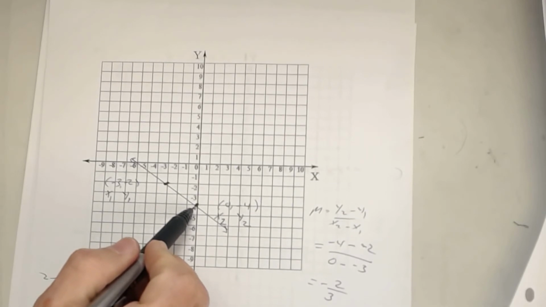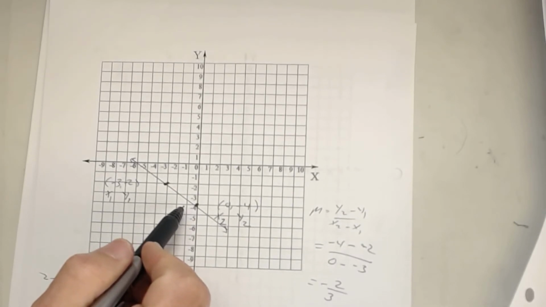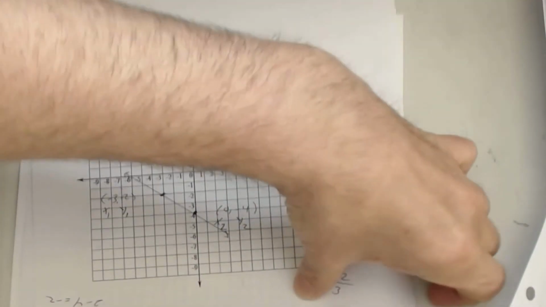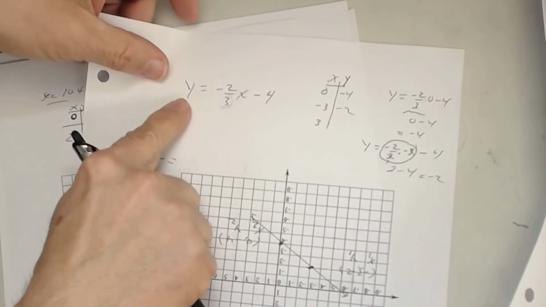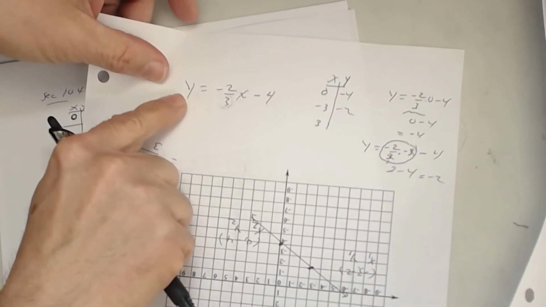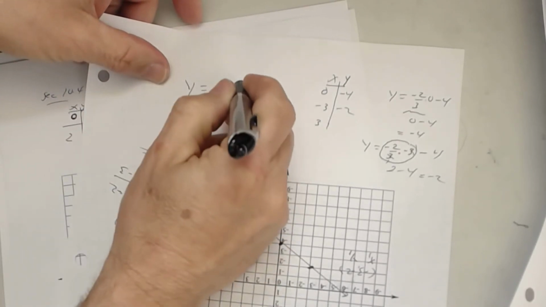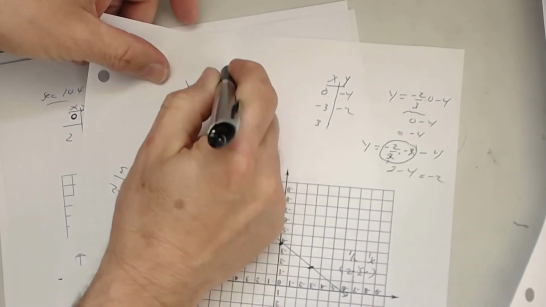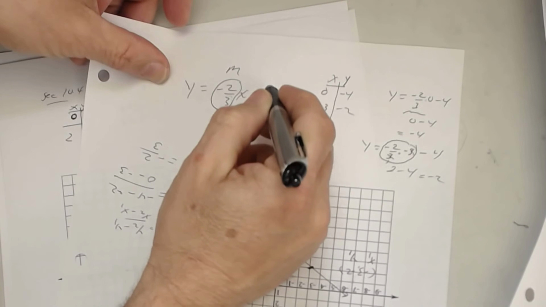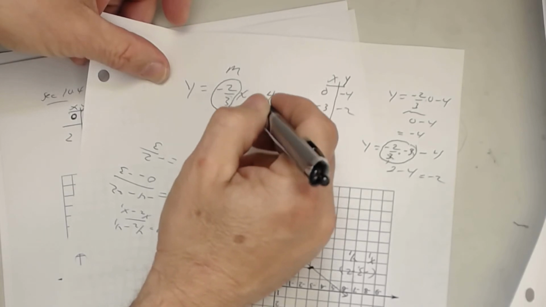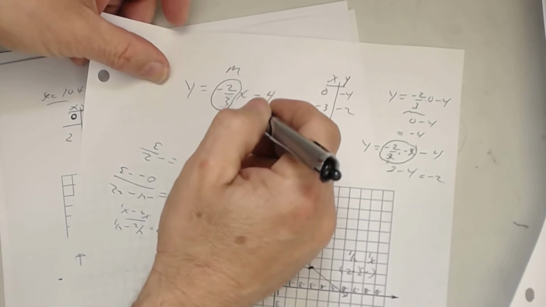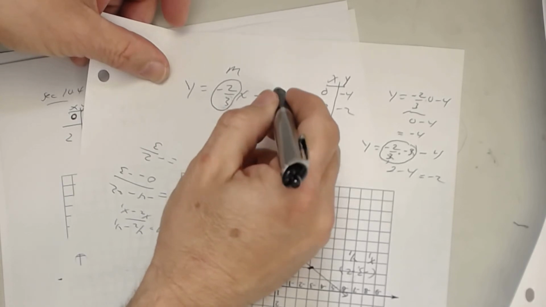And notice what's the y-intercept? Where does it cross the y-axis? At what y value? The y value is negative 4. So what you have to know now is this. Whenever you get y by itself, see how y is by itself? Then the coefficient of x is your slope. And this constant is your y-intercept.